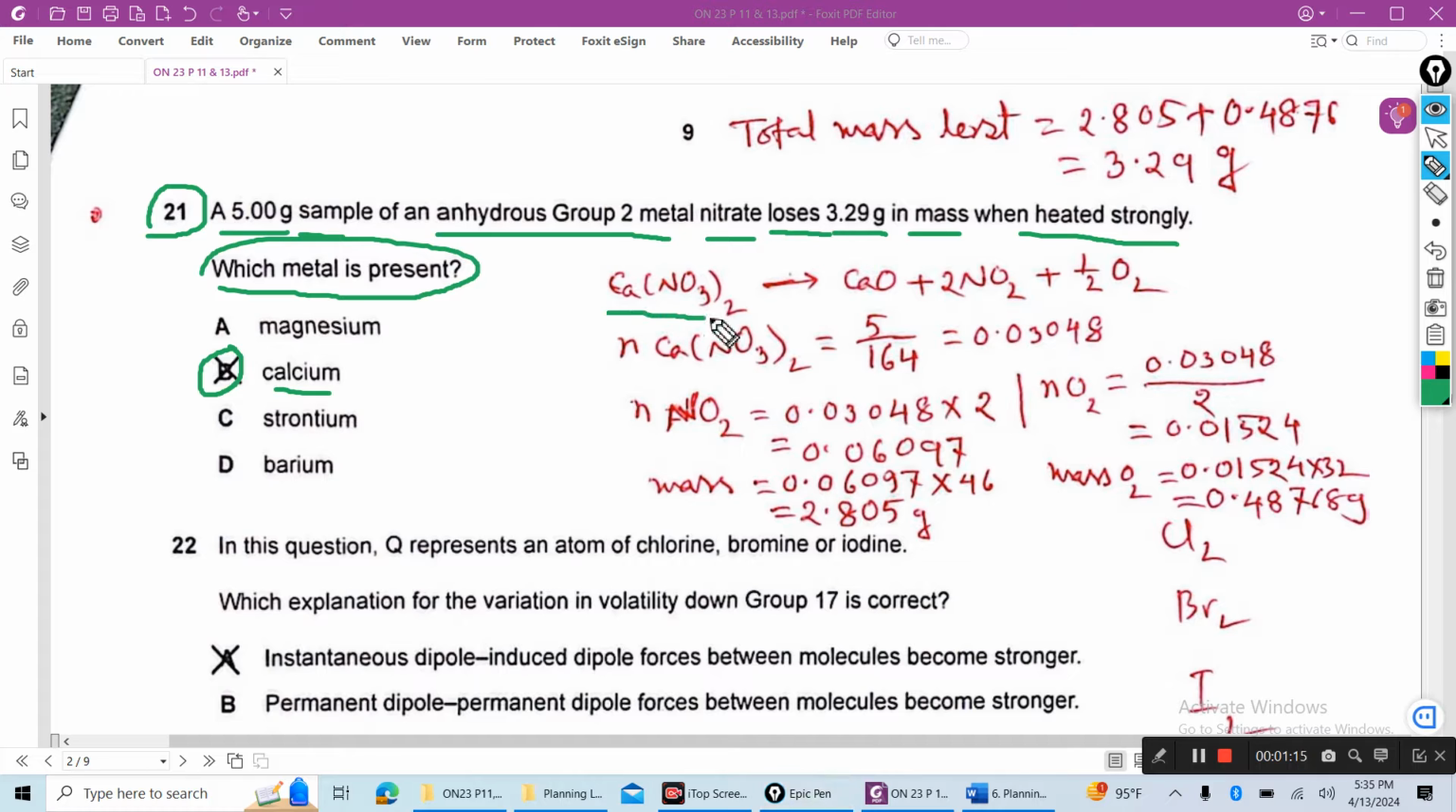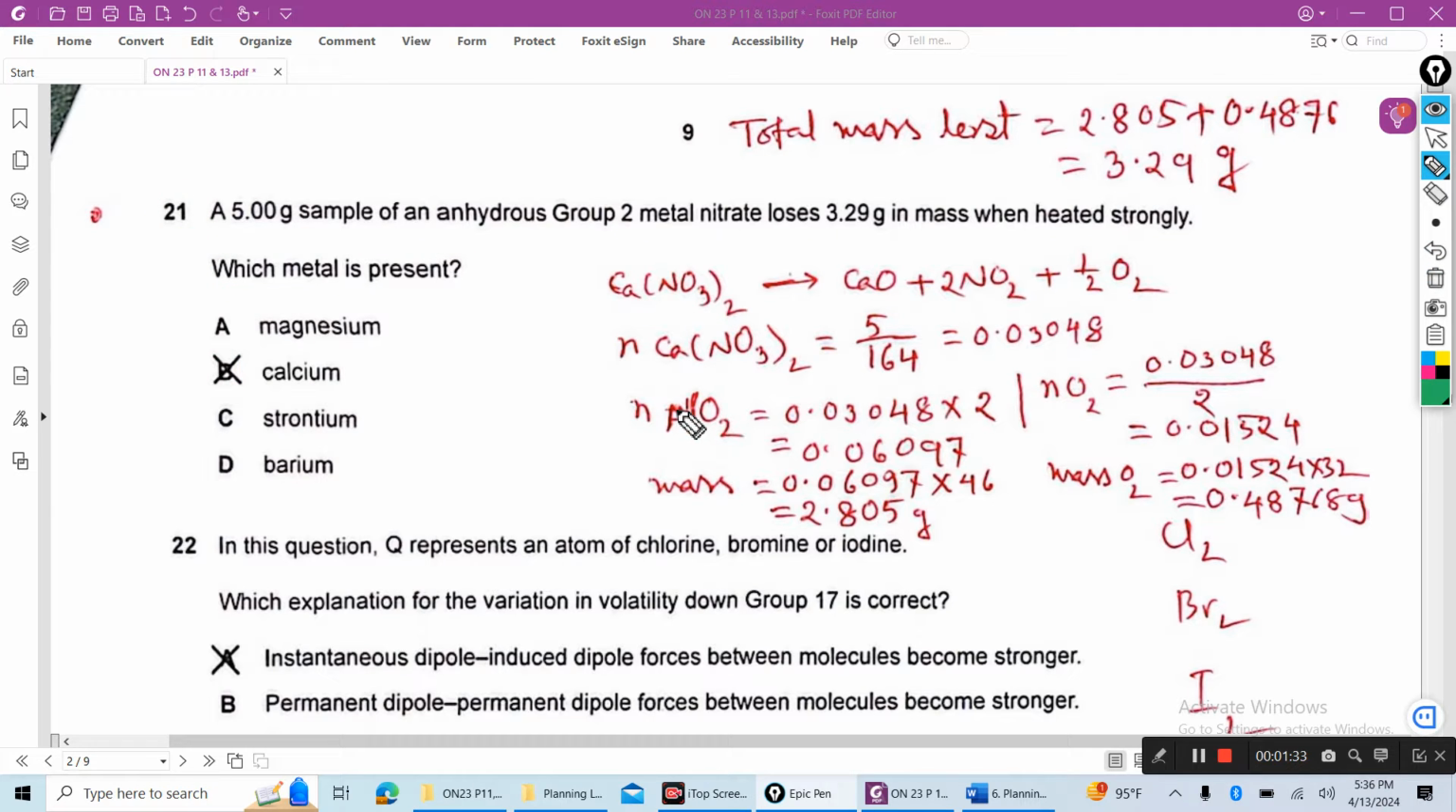You see, calcium nitrate, if you give heat, produces calcium oxide, nitrogen dioxide plus oxygen: 1 mole calcium nitrate, 2 mole nitrogen dioxide, half mole oxygen. So first of all you find out moles of calcium nitrate, mass divided by molar mass of calcium nitrate: calcium 40, nitrogen 14 times 2, oxygen 16 times 6, you will get 164.